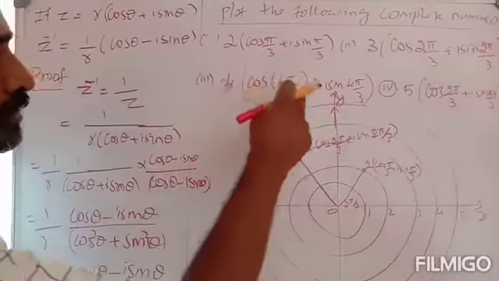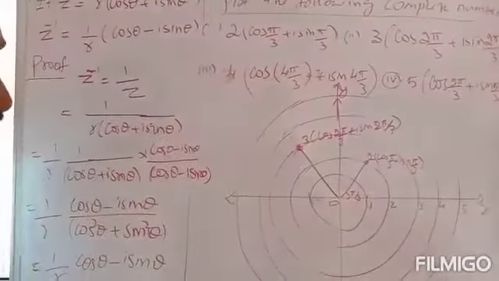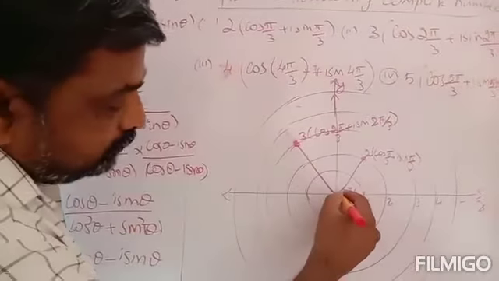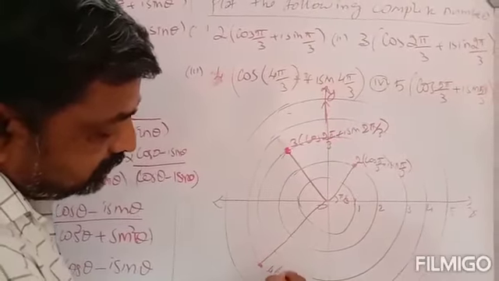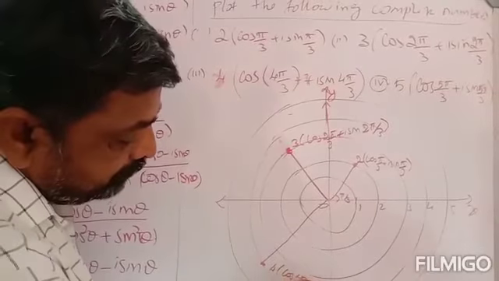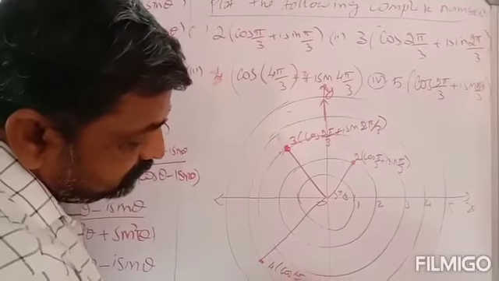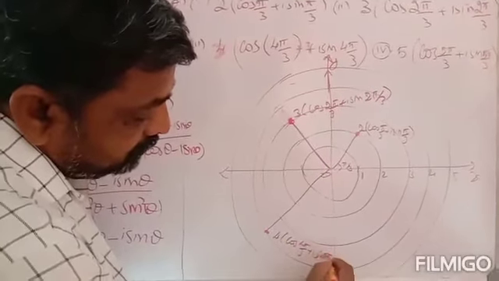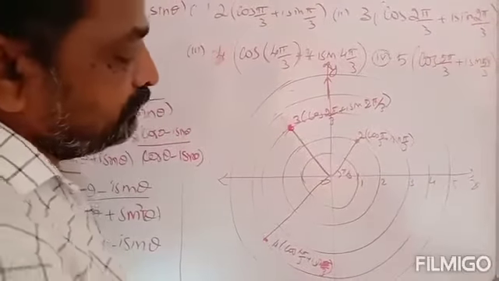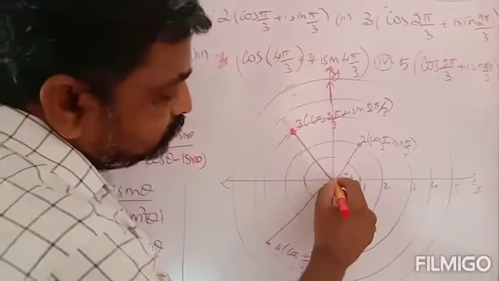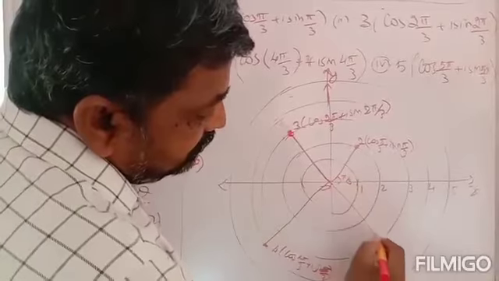Using (a plus b)(a minus b) equals a square minus b square, with i square equal to minus 1, that is a square plus b square. So that is cos square theta plus sin square theta, which equals 1. So z inverse equals 1 by r into (cos theta minus i sin theta).